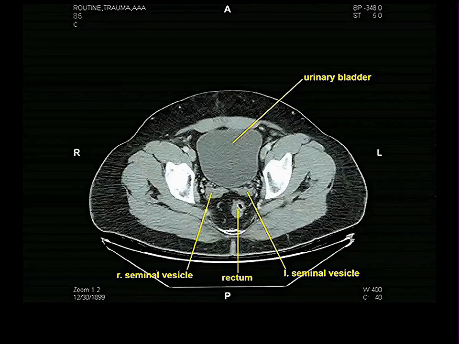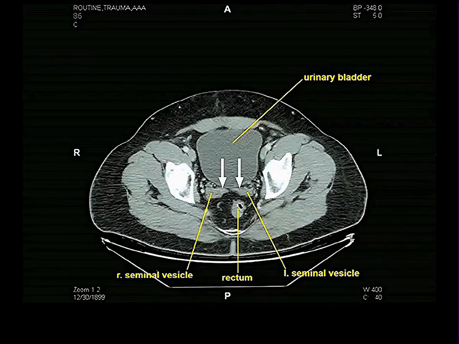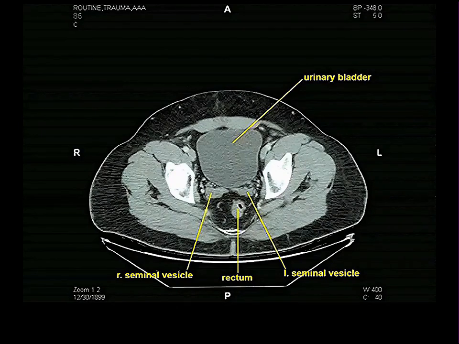Where are they? Here they are. The two seminal vesicles. Now I know that the vas deferens is always medial to the seminal vesicles. So I probably have seminal vesicle and right there vas deferens, but I don't see them as distinctly separate structures. This appearance of the seminal vesicle is called the bow tie appearance because it looks like a bow tie. And that is the way all radiologists identify seminal vesicles. They look like a bow tie on the back of the bladder between it and the rectum.